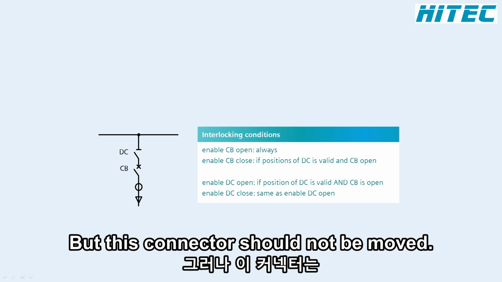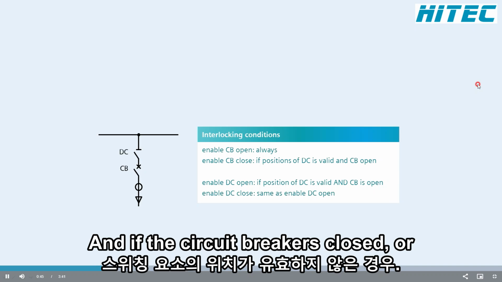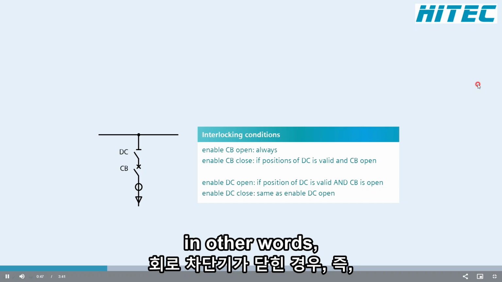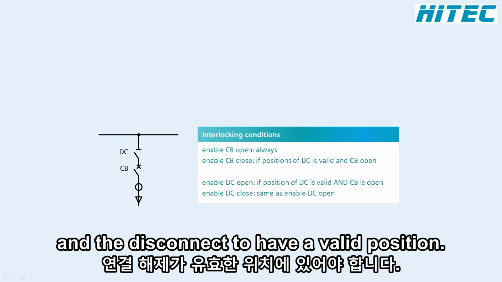The disconnector should not be moved if the position of any switching element is not valid and if the circuit breaker is closed. Or in other words, the circuit breaker must be open and the disconnector have a valid position.